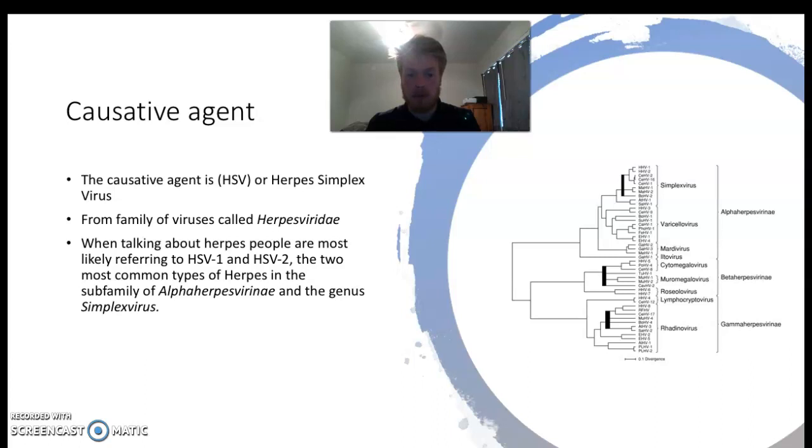Of those 8, it gets broken up into a couple subfamilies. The subfamily that I'm going to be talking about today is Alphaherpesvirinae, which holds the HSV1 and HSV2 types of herpes, which is oral herpes and genital herpes, or herpes in the mouth and genital herpes. Those are the 2 most common types of herpes. So when you hear people talking about herpes, they're more than likely talking about one of these 2 types. They're in the subfamily of Alphaherpesvirinae and the genus of simplex virus.